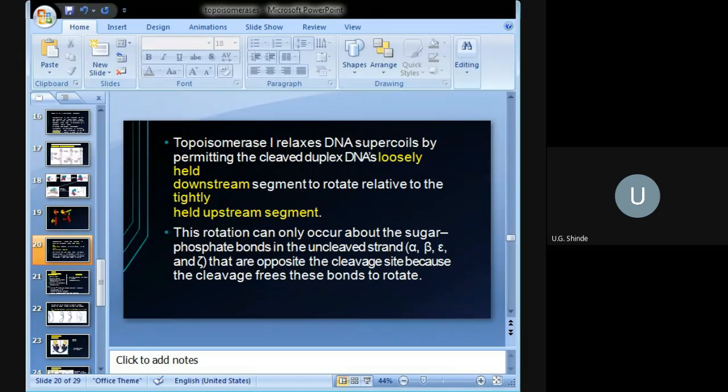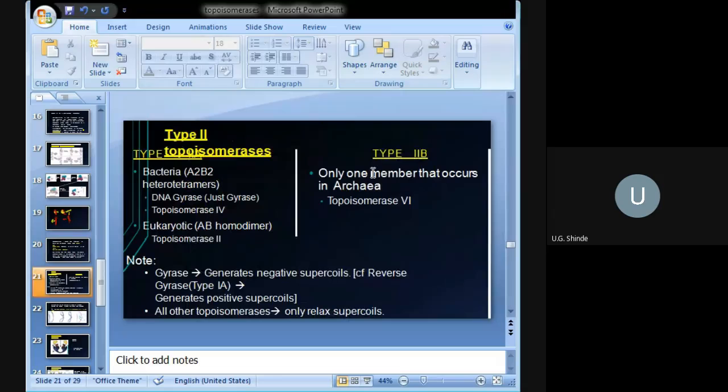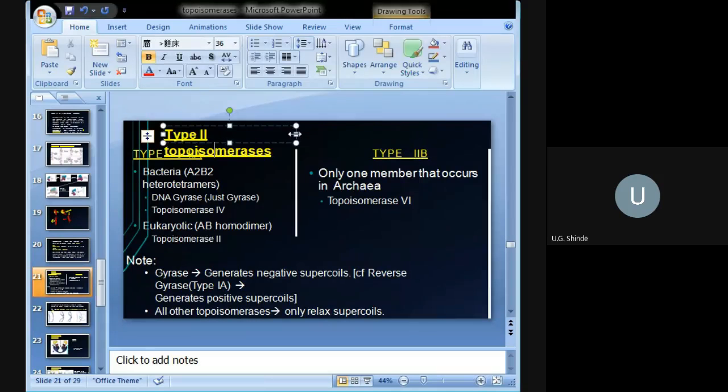Are you understanding? Yes, sir. Confirm? Yes, sir. Okay. Now we'll see the topoisomerase 2.